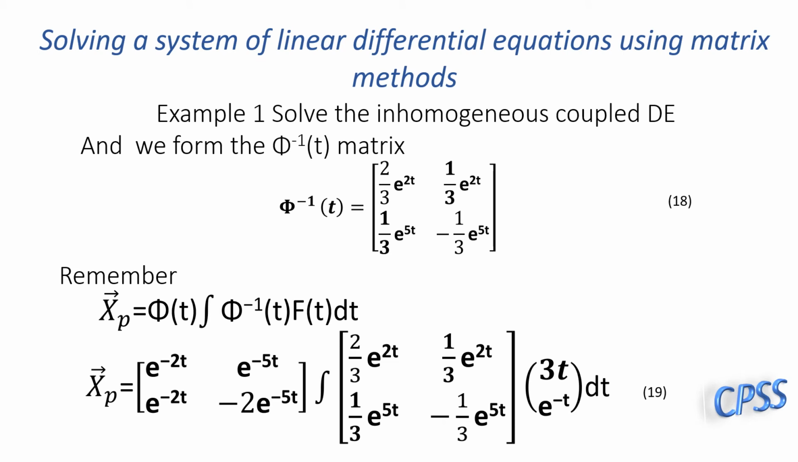Okay, we have to find the inverse of the matrix. And so in the phi matrix, in finding the inverse of the phi matrix, this is just what you do for a 2 by 2 matrix only. You exchange the diagonal. The diagonal elements are 2/3 e to the 2t and -1/3 e to the 5t. They got switched up in this.